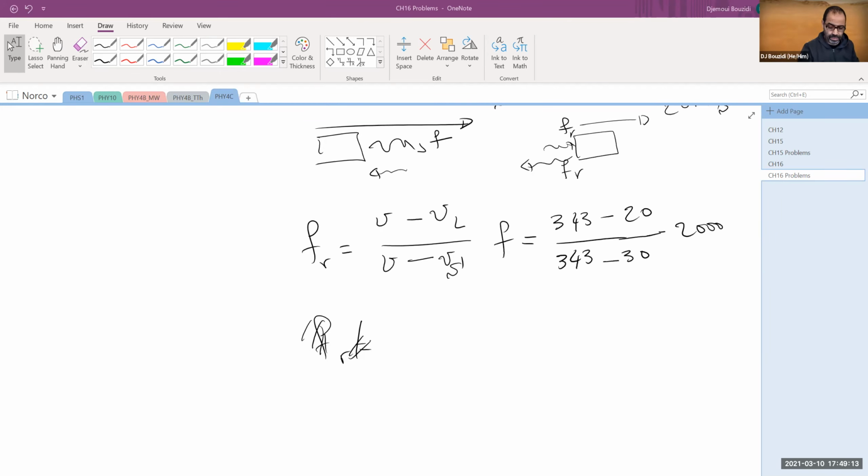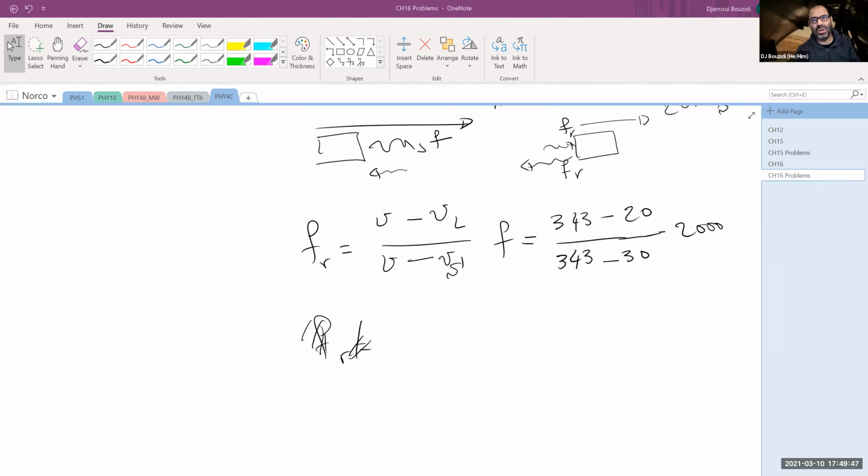343 minus 20 times 2,000 divided by 343 minus 30. And of course, indeed, it went up. 2063.9, 2064 hertz, okay? 2060 hertz, okay? So it went up by 60 hertz, basically, so as expected, okay?